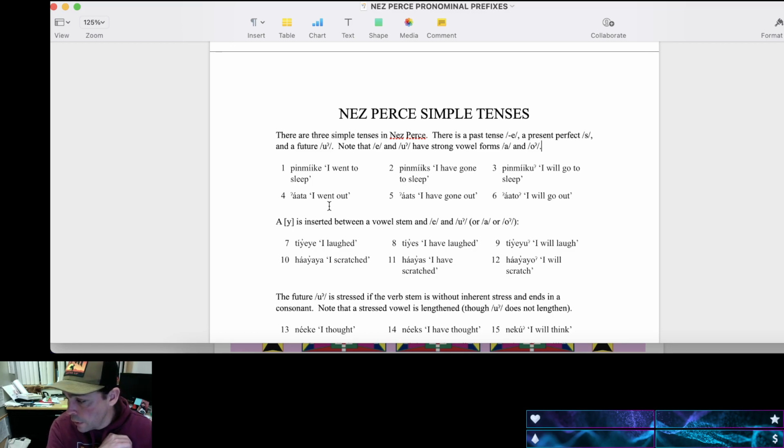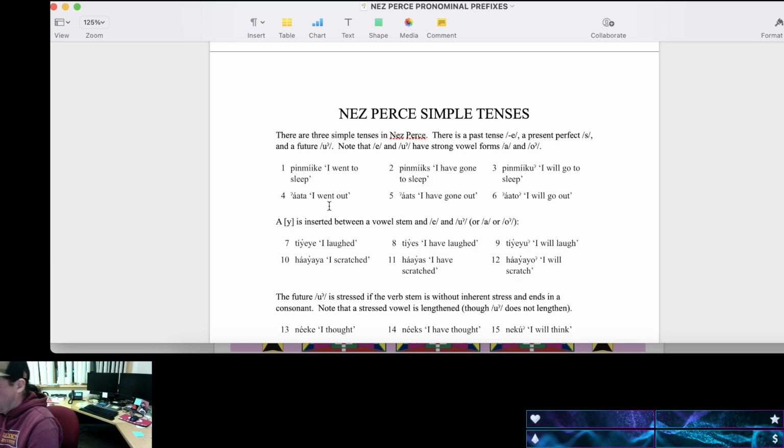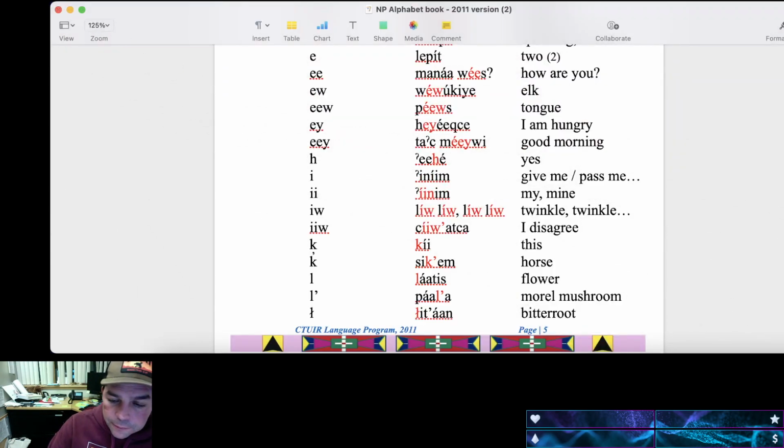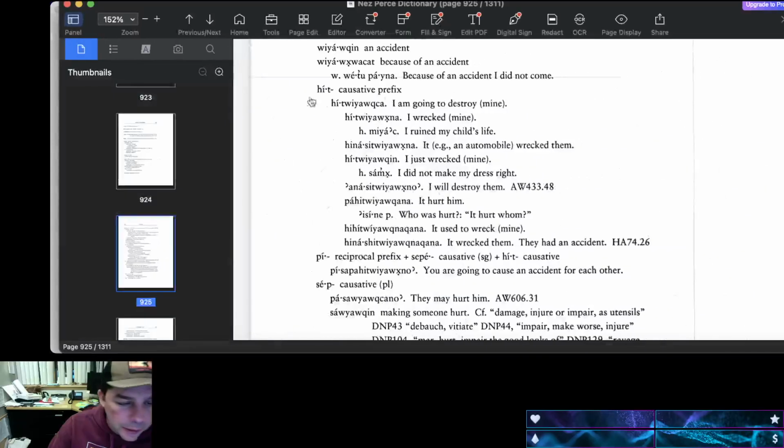So we have the V class and the S class, and actually it covers it in the front of the dictionary on page... Perfect. Starting to feel a little embarrassed, but I think we're going to make it.